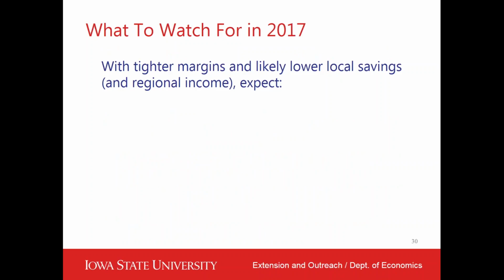So really the last slide, what to watch for in 2017. Obviously you know tighter margins in ag, likely lower local savings, trying to say that five times fast, local savings at the co-op level, and potentially lower regional income. What should we expect to go on with these allocations and equity and patronage? I think potentially we're going to see some slowed equity redemptions. So if a co-op is on a revolving equity program, they may not be able to, for example, redeem an entire year of equity at once, especially with our baby boomers retiring.